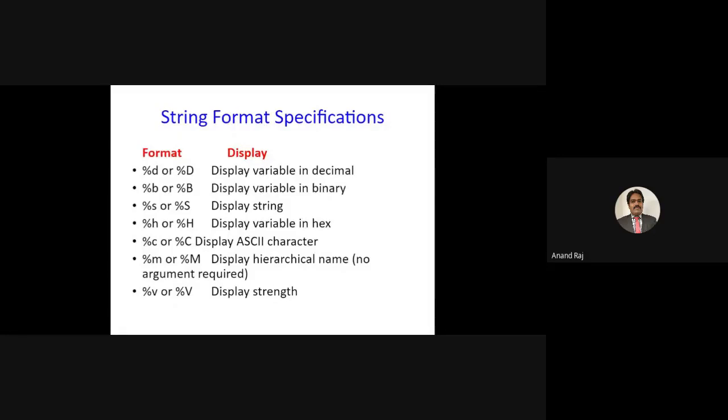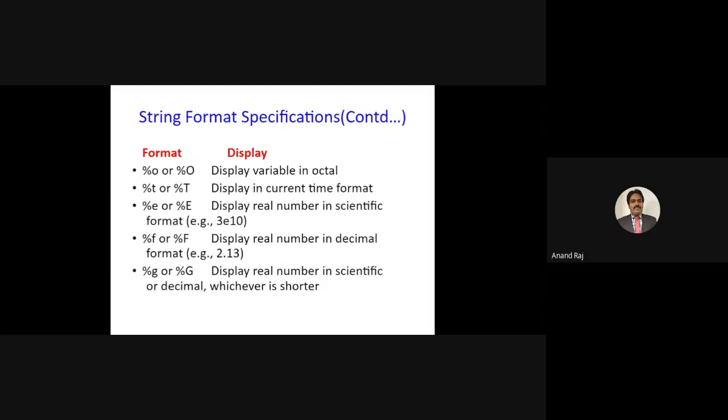These are some of the string format specifications. %d or %D displays the variable in decimal. %b or %B displays the variable in binary. %s or %S displays the string. %h or %H displays the variable in hex. Likewise, you have many things here, so just go through this. If you want to know the strength of the signals, from lowest to strongest, you can type %v.